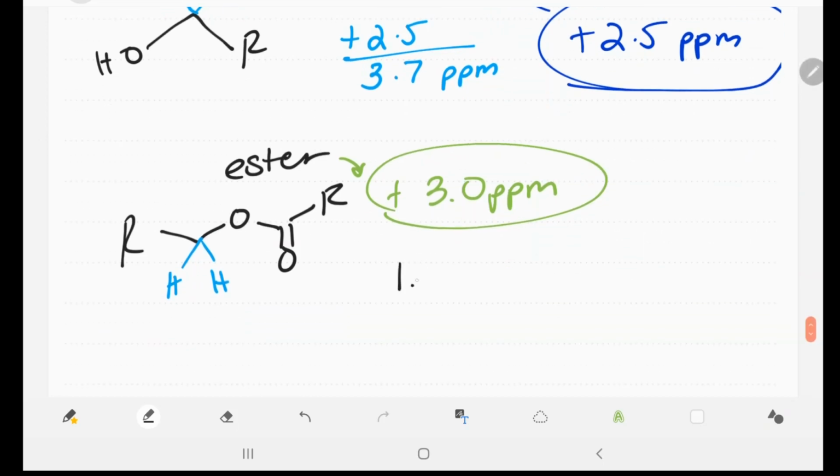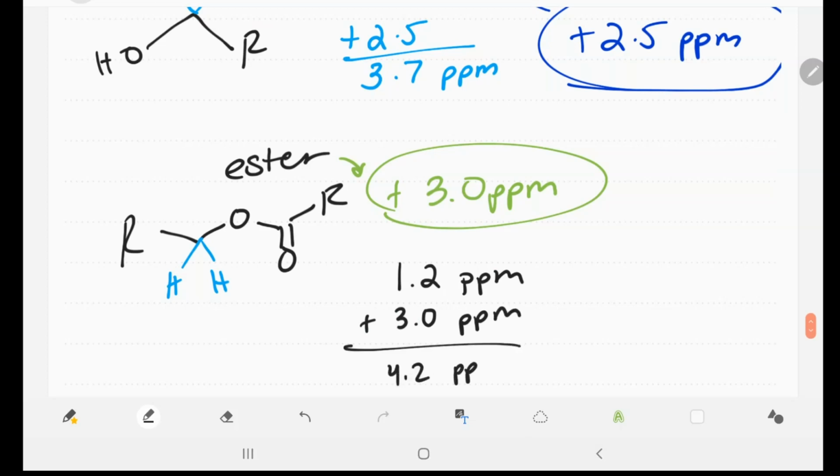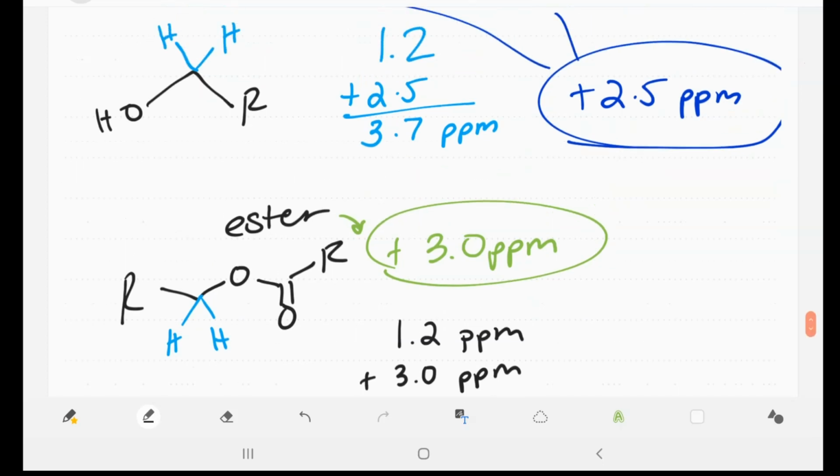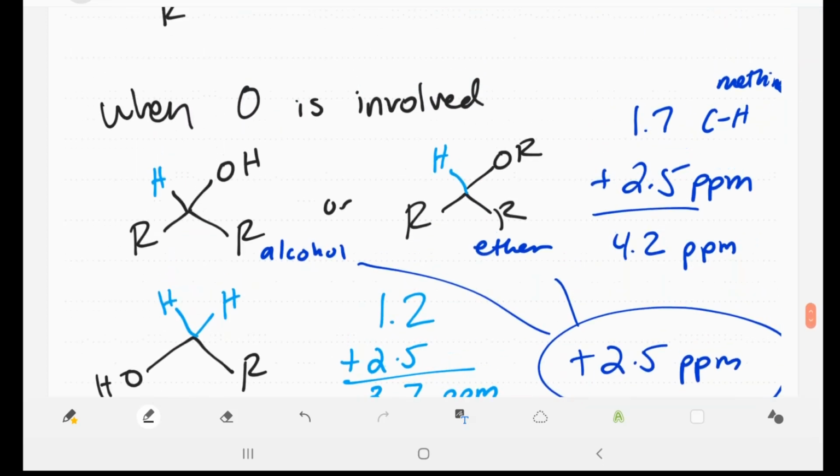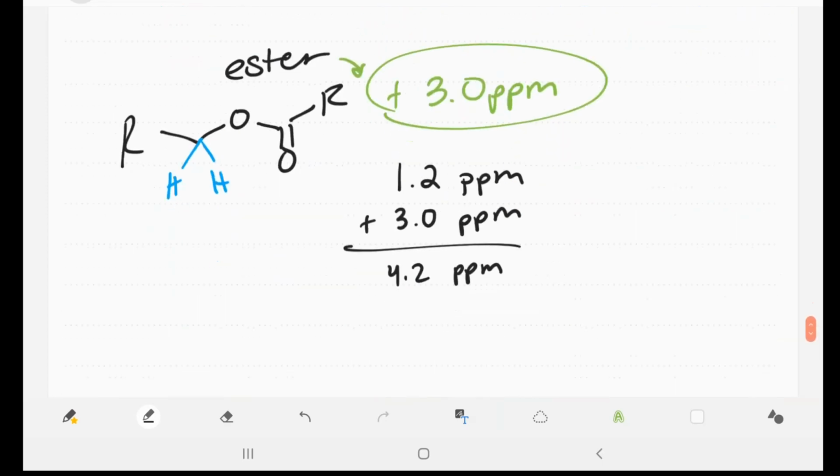So starting with a methylene hydrogen, this will give us 4.2. So we would expect these to show up at 4.2. And you'll be like, well, how do we tell? These both show up at 4.2. A methine hydrogen next to an alcohol or an ether shows up at 4.2. But here we have a methylene hydrogen that shows up. Don't worry, this is all part of the plan, right?